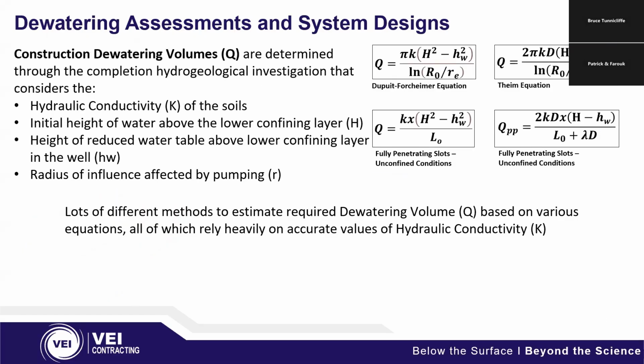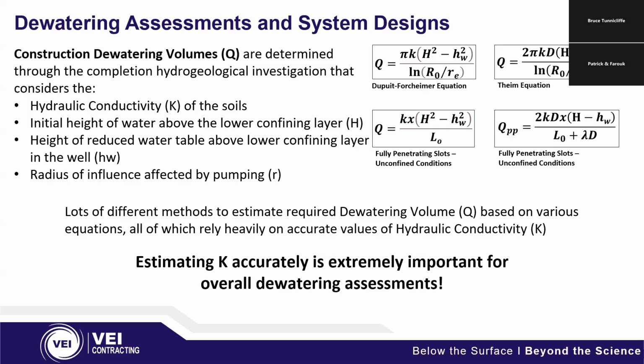Construction dewatering volumes, commonly referred to as Q, are determined through the completion of hydrogeological investigations. These consider hydraulic conductivity, K, the initial or stable groundwater height to a lower confining layer if it's present, the height that the water table is going to be reduced down to, and things like the radius of influence during pumping. I have some equations up on the right here. There's lots of different methods you can use to estimate Q. They're based on various ways. But the big takeaway here is you can see they rely pretty heavily on K, hydraulic conductivity, that drives Q.